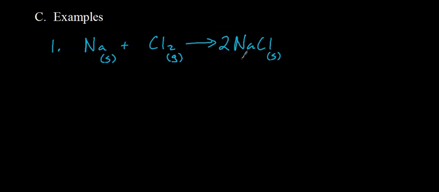Now notice something here. If you put a coefficient in front of the formula of a compound, it changes the number of each atom in that compound. So though we've fixed chlorine, we've messed up sodium. And so now we've just got to go fix sodium. Right now we have 2 sodiums on the right and we need 2 sodiums on the left. So let's fix that.